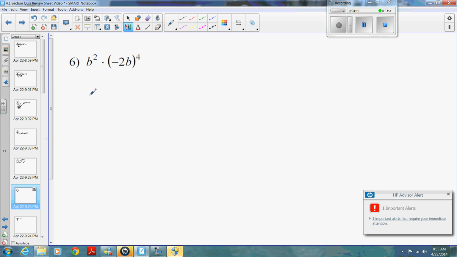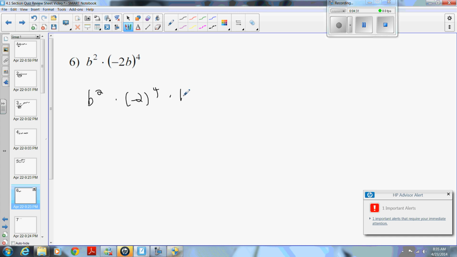Okay, number 6. B squared times negative 2b to the fourth. So if I'm raising negative 2b to the fourth, what am I really doing here? This is then negative 2 raised to the fourth times b to the fourth. And I'll write this here just so it's clear: this is b to the first to the fourth power. So these are the two products inside these parentheses, negative 2 times b, both being raised to the fourth power.